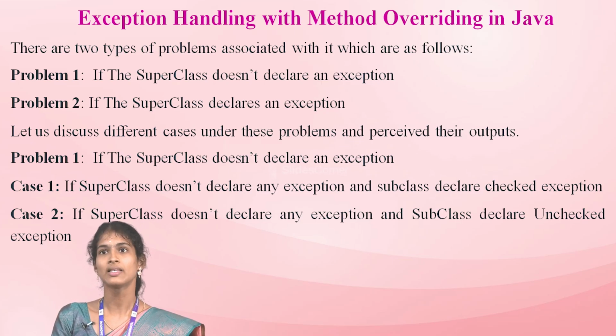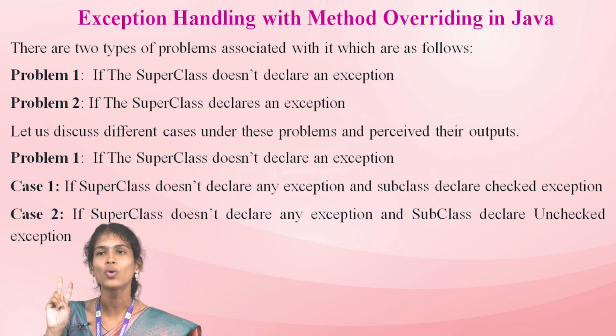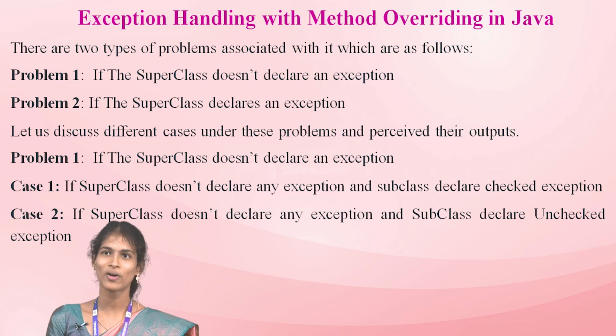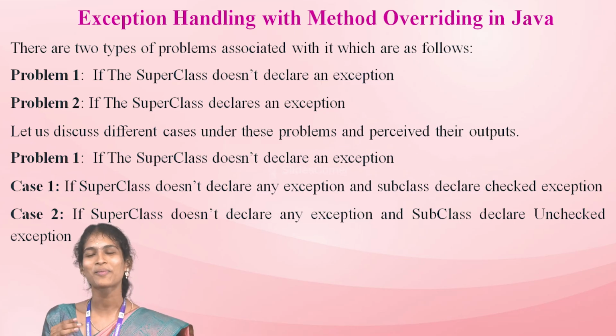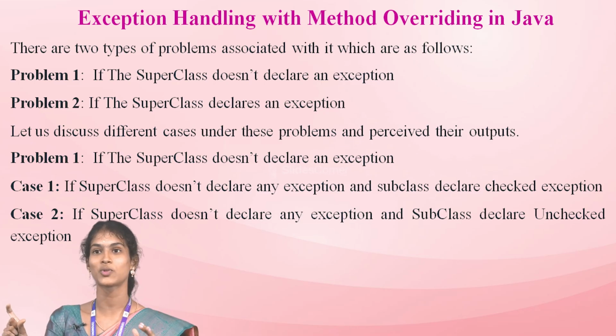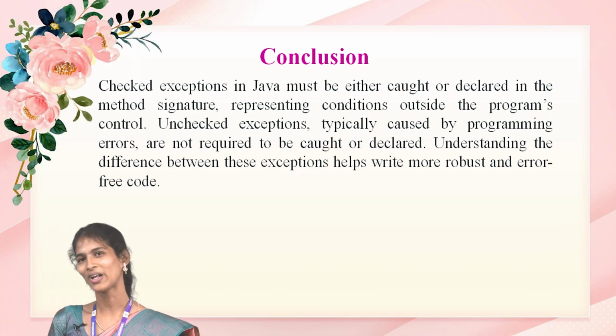The first problem is if the superclass does not declare an exception. In this problem, two cases will arise as follows. The first case is if the superclass does not declare any exception and the subclass declares a checked exception. The second case is if the superclass does not declare any exception and the subclass declares an unchecked exception. Finally, we have seen our conclusion.